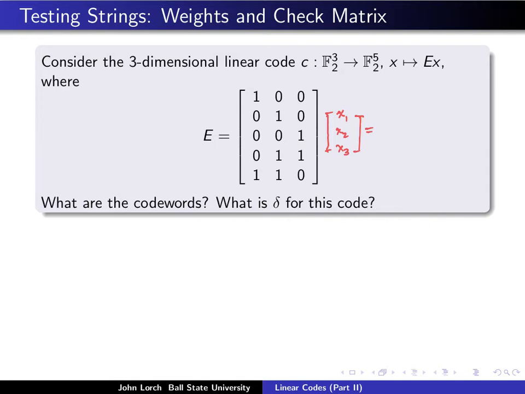What we wind up with when we make this product is x1 times the first column of E plus x2 times the second column of E plus x3 times the third column of E. And when you do that, what you wind up with is x1, x2, x3. And then in the last two bits, we get x2 plus x3. And then finally, x1 plus x2.